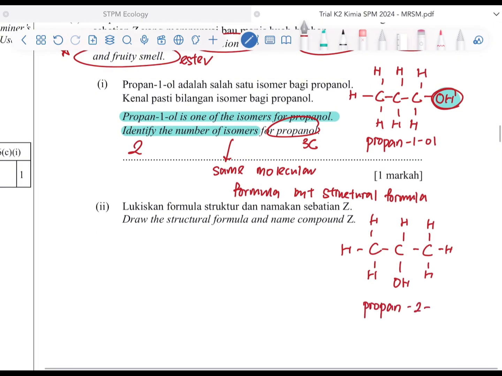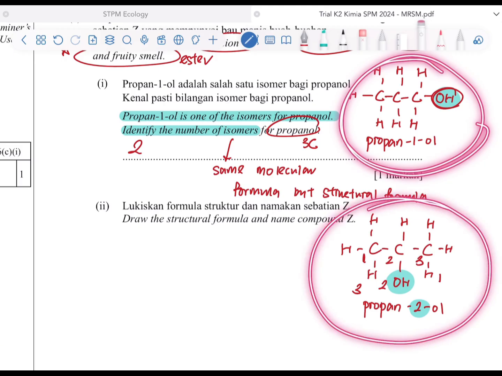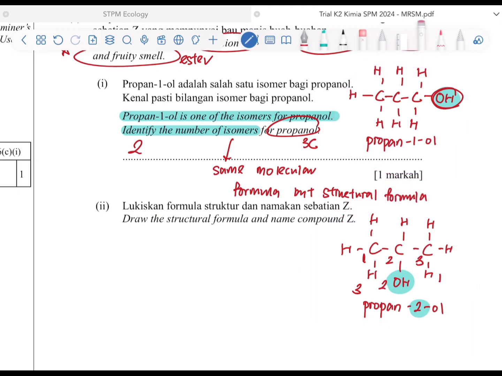Sorry, my mistake. Some of the students will ask why the number is now 2: because the hydroxyl is at carbon number 2, 1, 2, 3. Even if you start from right to left, it is also the same, 1, 2, 3, it doesn't matter. So you still get propan-2-ol. So isn't it that the chemical formula is the same, but they are different compounds? That is what we call an isomer.